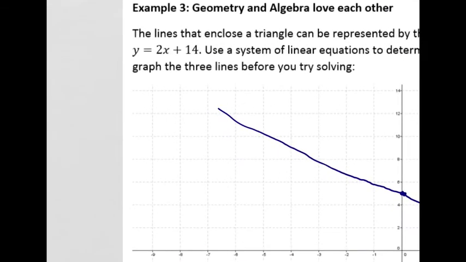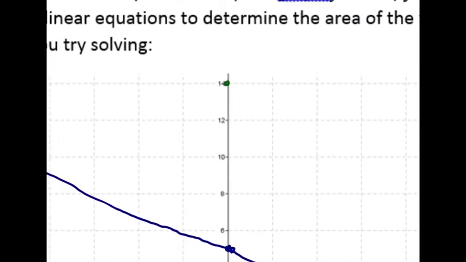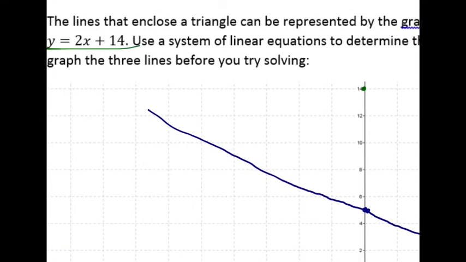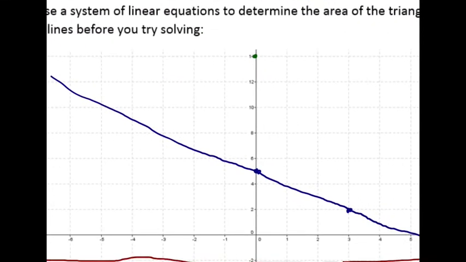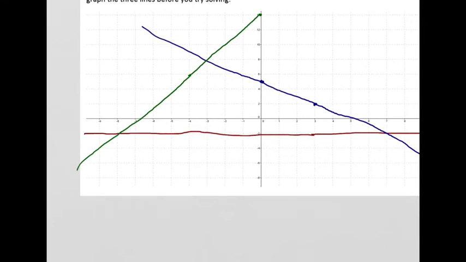Let's do 2x plus 14 for green. So positive 14 is our y-intercept, and a slope of 2, and it's positive, so it's going to be going up and to the right like that. So I want to go down 2, left 1. So down 2, left 1, and so on. So I'm going to put a point here as well and draw a line through those. There we go. So you can see this triangle that's been formed by those three lines.